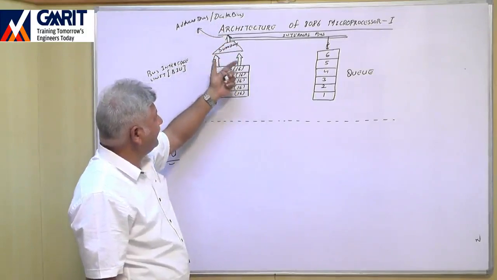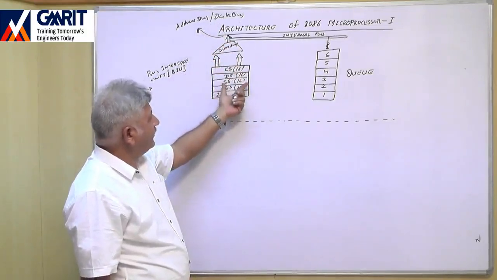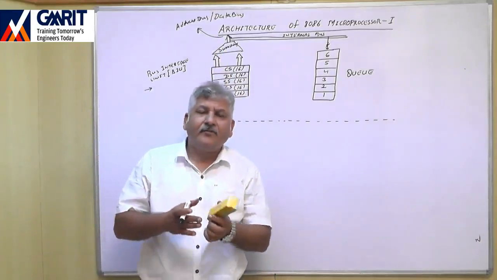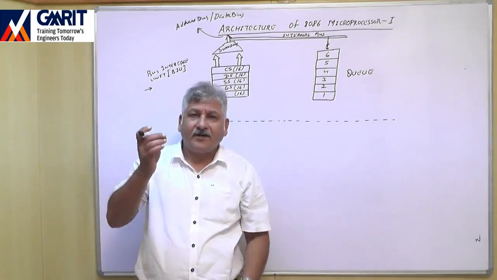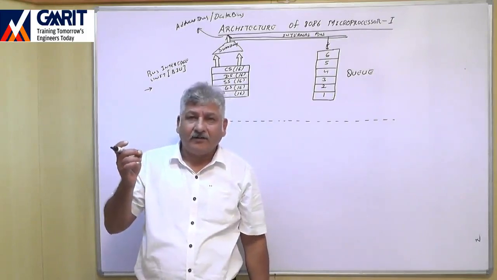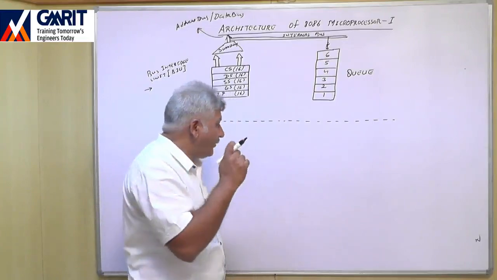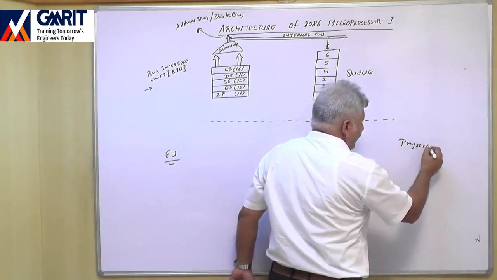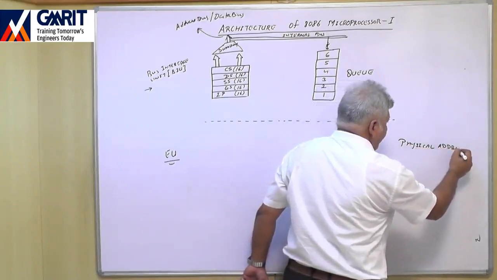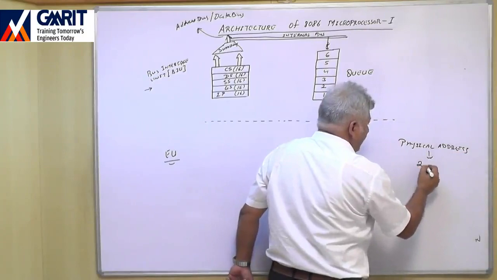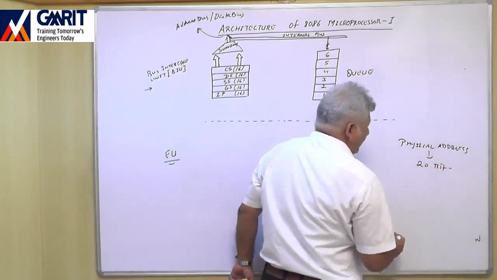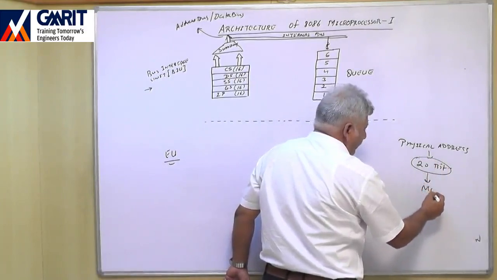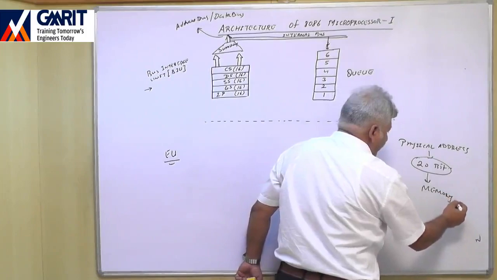It will take some values from the segment register and from other registers. Then it will do some adding and finally it will generate a 20-bit address, which is the real address of the memory location. So this 20-bit address is called the physical address, and it is 20-bit. So this physical address, this 20-bit, is connected to the memory.